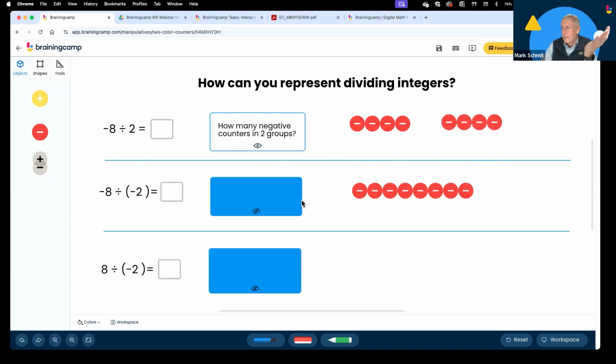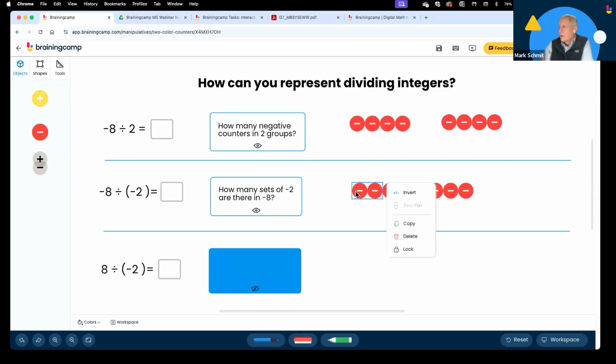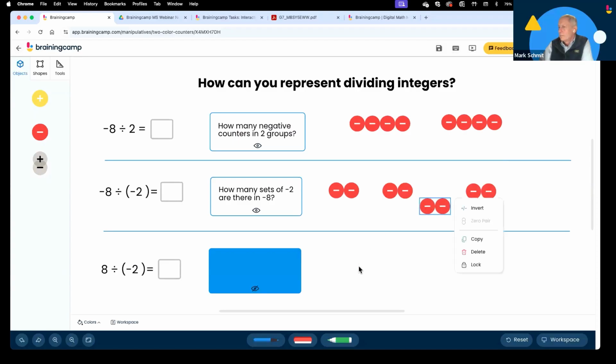right? Or if it's a negative divided by a negative, in this case, negative 8 divided by negative 2, well, I could think of that as how many sets of negative 2 are there in 8, right? But when does it get a little dicey? Well, when we have a positive divided by a negative.